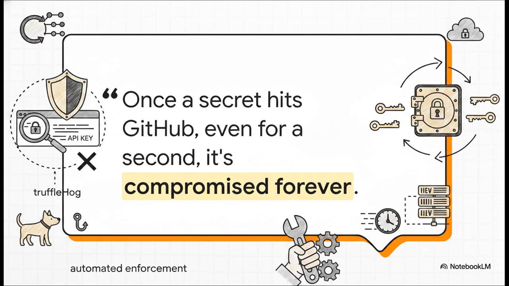You absolutely cannot rely on developers just remembering to exclude their .env files. You need automated enforcement. A pre-commit hook runs instantly on the local machine, and if it spots something that looks like an AWS key or a database password, bam, it completely blocks the commit. As for the secrets your application actually needs to run, integrate a manager like HashiCorp Vault early on, and make sure you're rotating those dev credentials constantly.